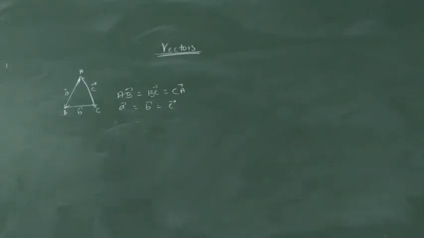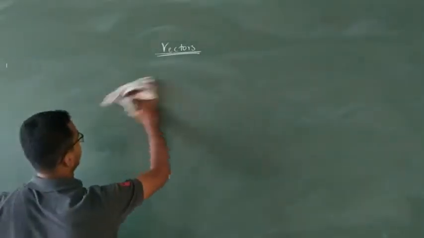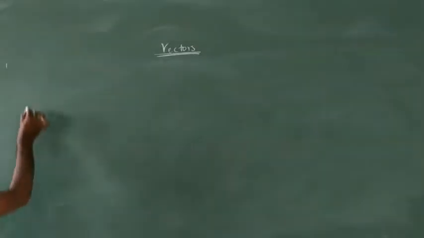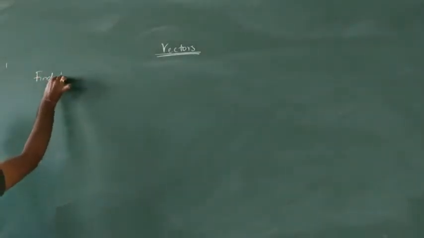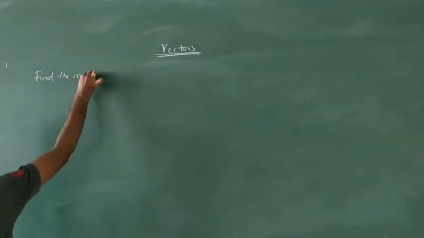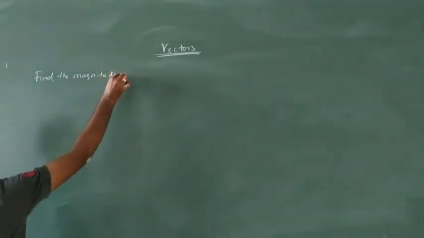Okay? The next is examples. Very simple examples are given here, and those types of examples are going to be asked for one mark. The first example is like this: find the magnitude of the vectors. So for one mark they are going to ask like this, the magnitude of vectors.